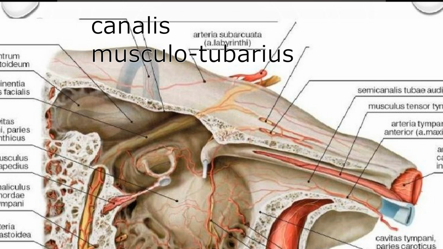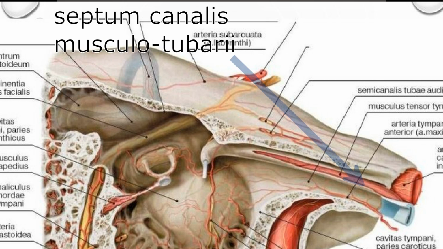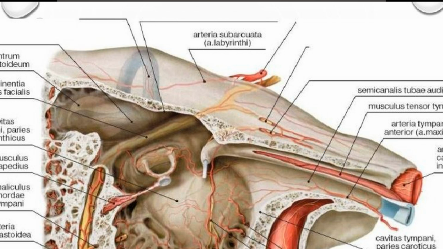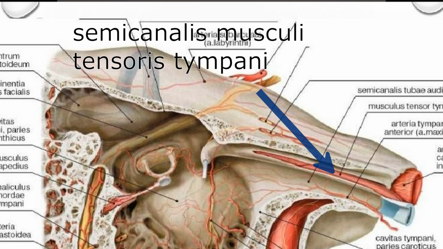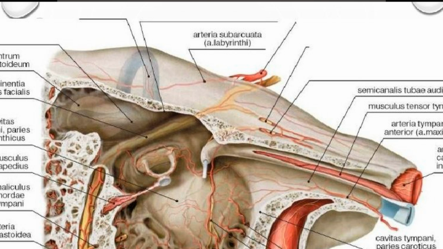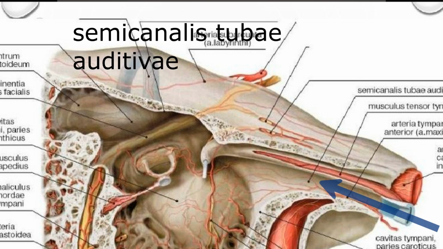The musculotubal canal is divided by a septum, septum canalis musculotubarii, into two semicanals. The upper semicanal, Canalis musculi tensoris tympani, contains the tensor tympani muscle, which tenses the tympanic membrane. The lower semicanal is the semicanal of the auditory tube, semicanalis tubae auditivae, which forms the bony part of the auditory, eustachian, tube.